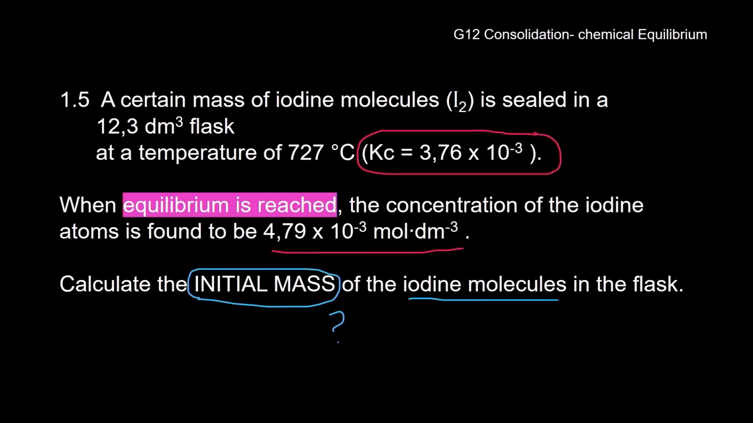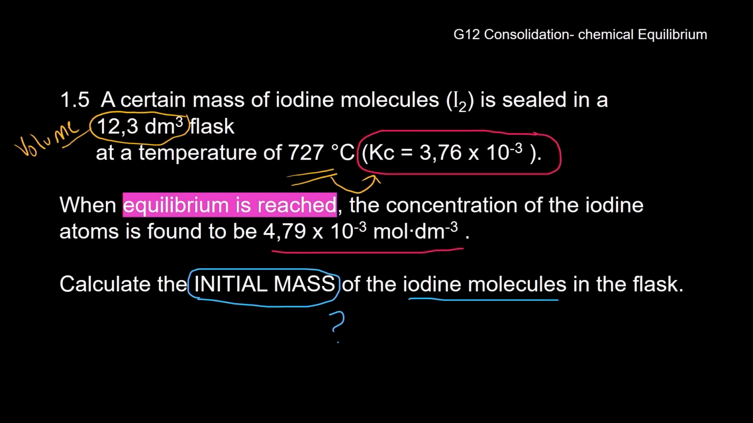So the question says, a certain mass of iodine molecules, I2, is sealed in a 12,3 decimeter cubed flask. That is telling me my volume. At a temperature of 727 degrees Celsius, and at that temperature, they give us the equilibrium constant, 3,76 times 10 to the minus 3. When equilibrium is reached, the concentration of the iodine atoms is found to be that amount.